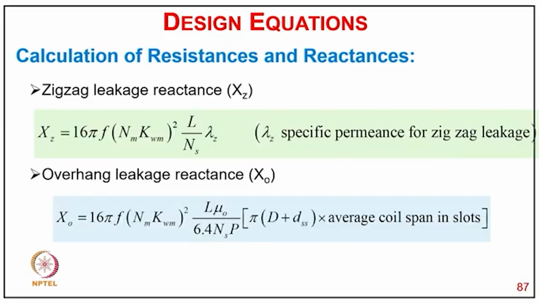So leakage zigzag reactance is Xz equal to 16 pi f (Nm Kwm squared L upon Ns) into lambda z, where lambda z is equal to the specific permeance of zigzag leakage. And overhang leakage is X0 equal to 16 pi f Nm Kwm squared L mu 0 divided by 6.4 Nsp in bracket pi capital D plus small Tss into average coil span in slots.